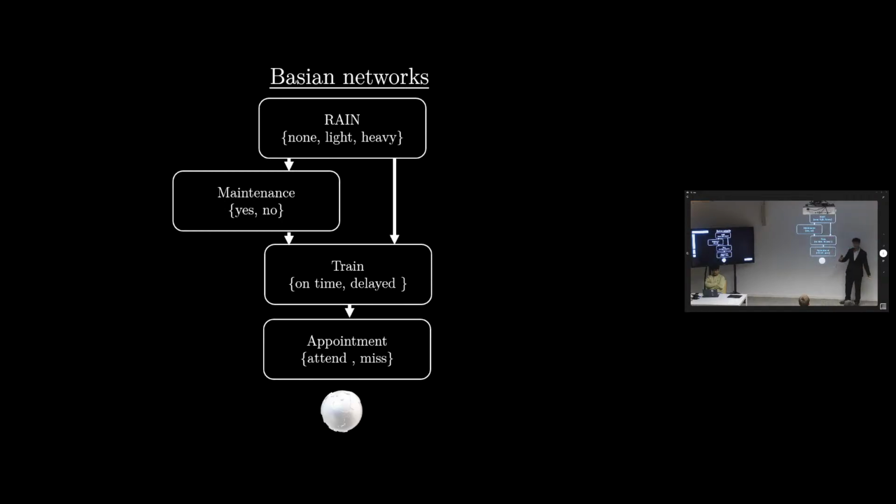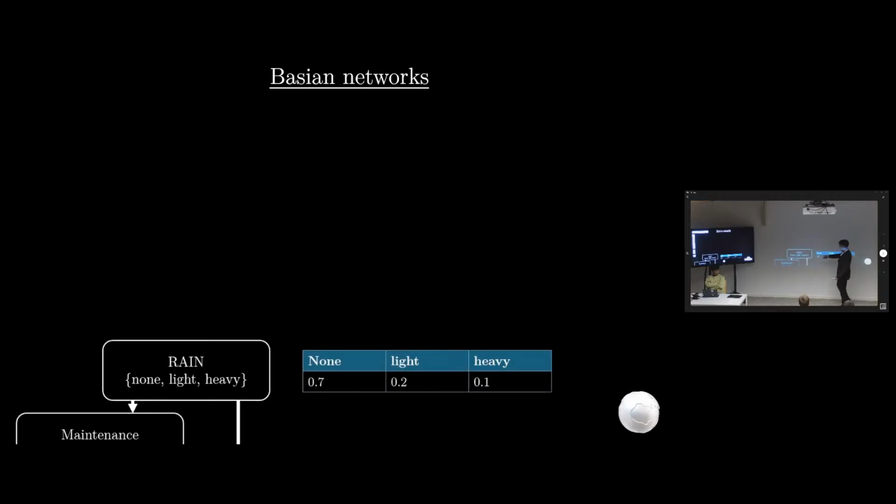As I said, in the definition of a Bayesian network, each node has some probability distribution dependent on its parents. If you take, for example, the node rain, it's a root node, so it doesn't depend on anyone. So it only has its own probability.